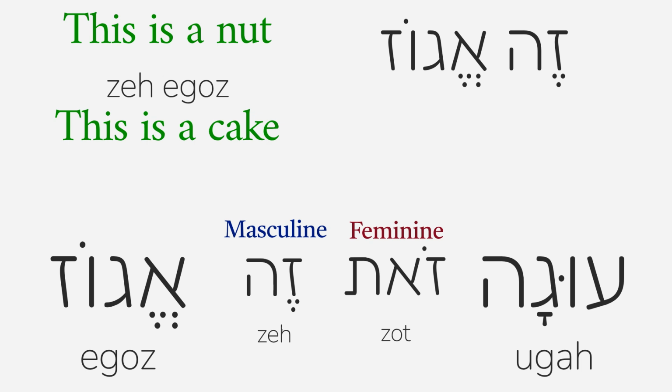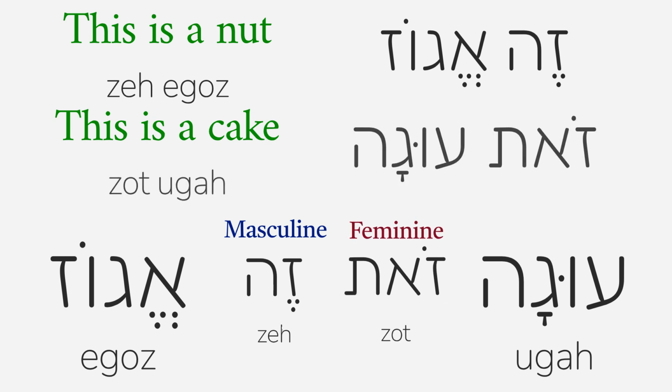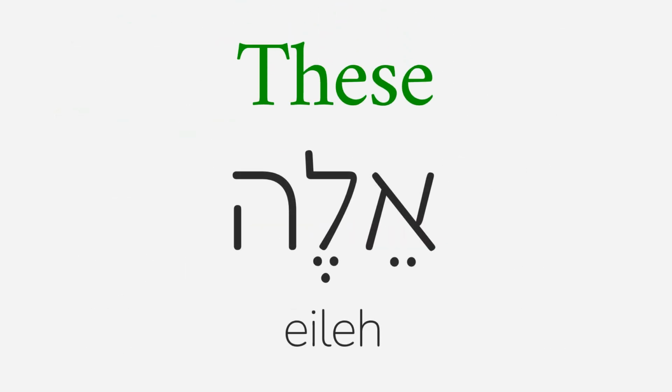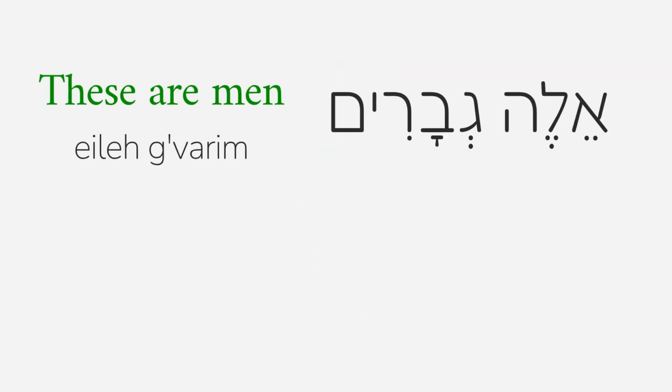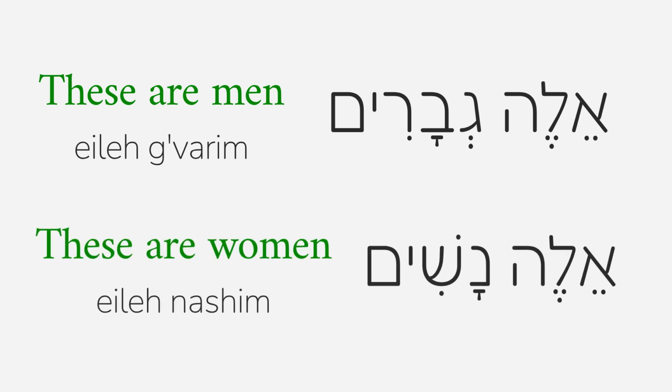And to say this is a cake, we have the feminine singular word uga, cake, and so we'll use the feminine form of this, zot. Zot uga. This is a cake. The Hebrew word for these can be used with both masculine and feminine nouns. This word is ele. We can say ele gvarim, these are men, or ele nashim, these are women. Ele does not change depending on the gender of what it is describing.